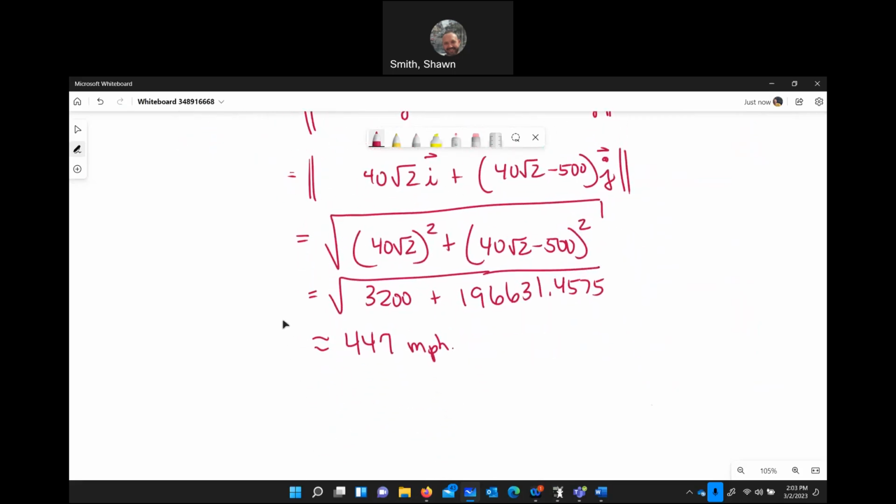What is the actual track on the ground? So this is part C.